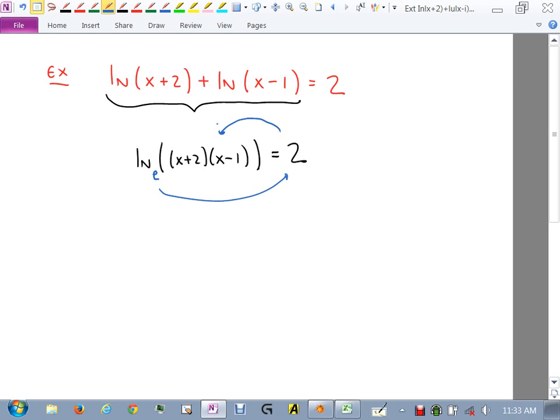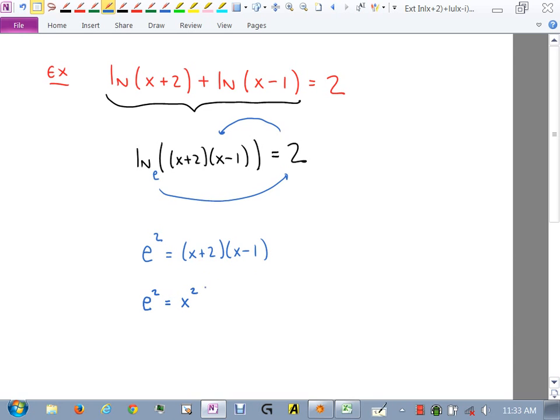I understand what you're doing. You understand what you're doing. We're on the same page. This is E squared equals x plus 2 times x minus 1, right? And then same story. You cannot figure this out. You can't set these both equal to E squared, so you have to expand this out.